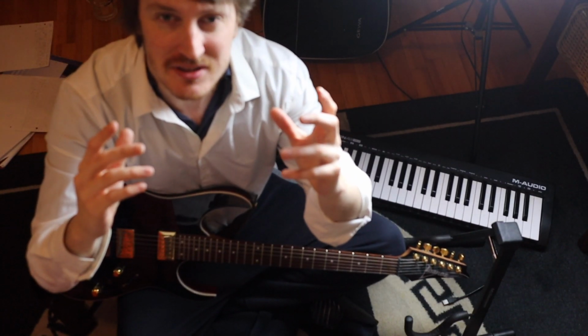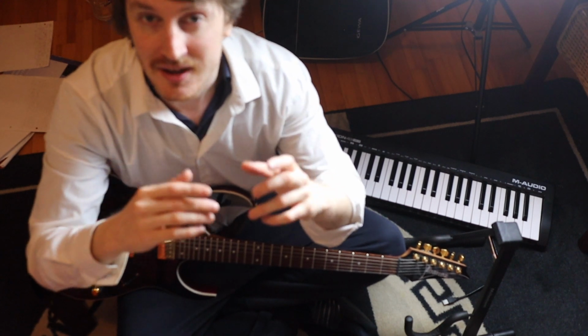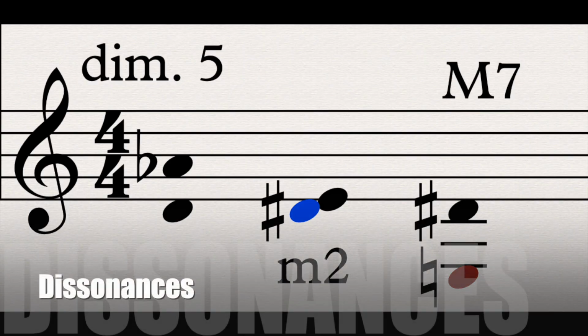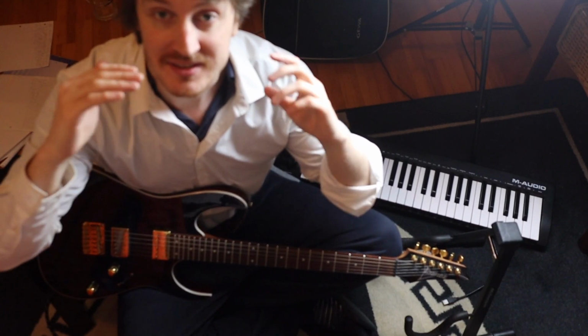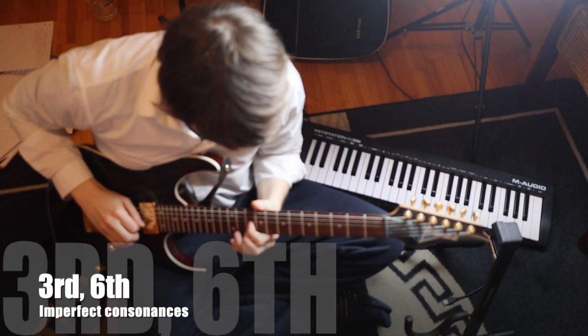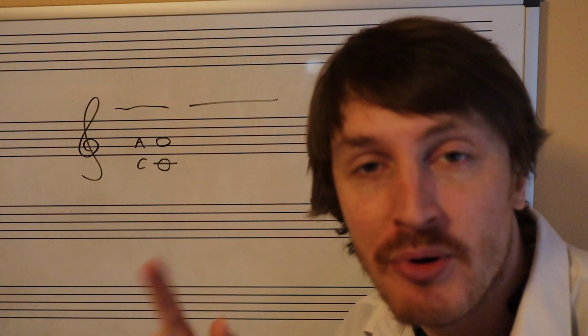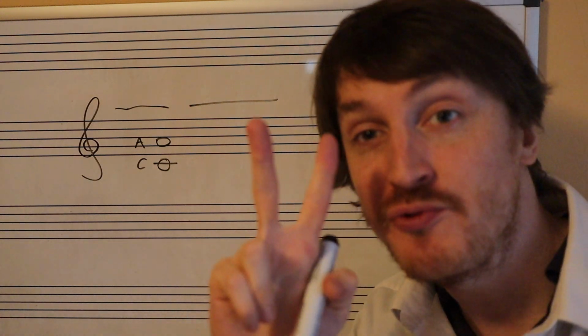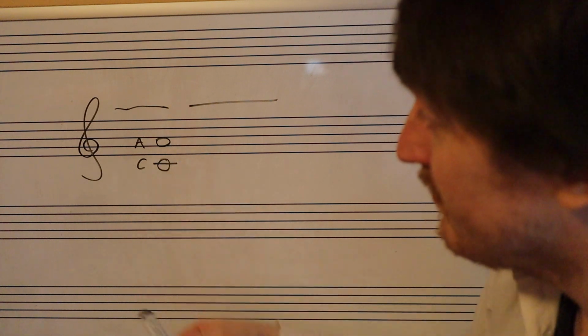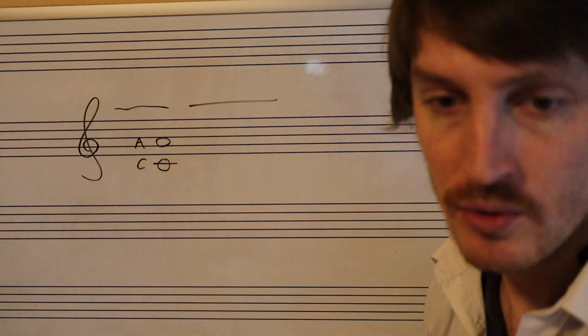Harsh sounding intervals, like seconds, sevenths and the tritone, are considered dissonances. Whereas thirds and sixths are considered imperfect consonances. The process of naming intervals has two phases. In phase 1, we establish the interval number name by counting the positions or the letters.